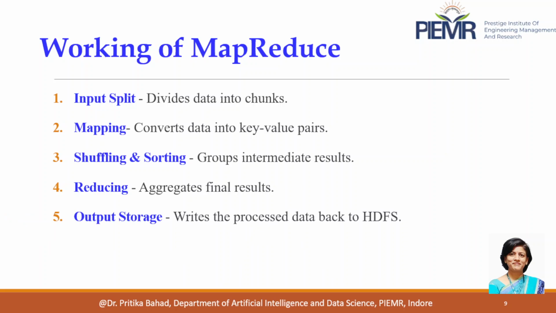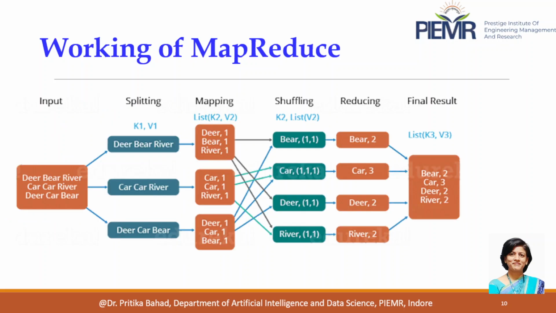Now coming to the model, if we consider an example of word count, initially the input is divided over different data nodes in which we have to perform the computation. Before computation, we will map and shuffle. The final result will be aggregated and sent back to the output node.